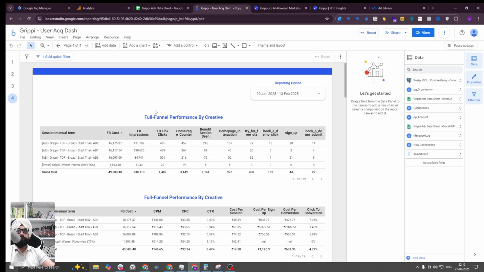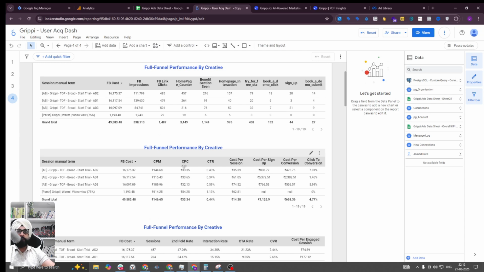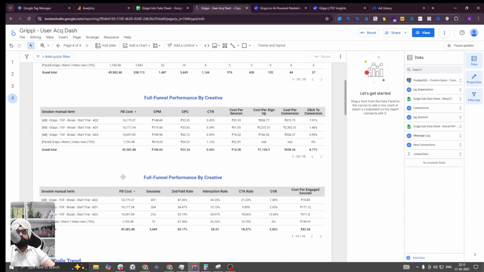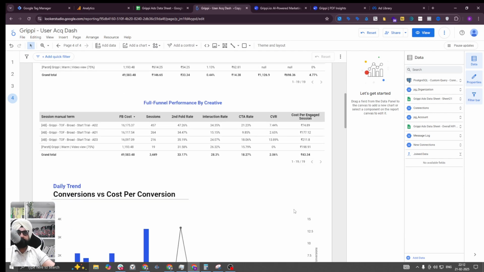All right. Now finally what I've done, I have taken this data into Looker Studio. So we have now funnel performance by creative, wherein we have the Facebook cost, impressions, link clicks, then homepage sessions, and the entire funnel. Then here we have the CPM, CPC, CTR, cost per session, cost per sign up, cost per overall conversion, click to conversion rate, wherein click is a click on the creative and the conversion is happening on the website. We also have second fold rate, interaction rate, CTA rate, overall conversion rate, cost per engaged session, etc.